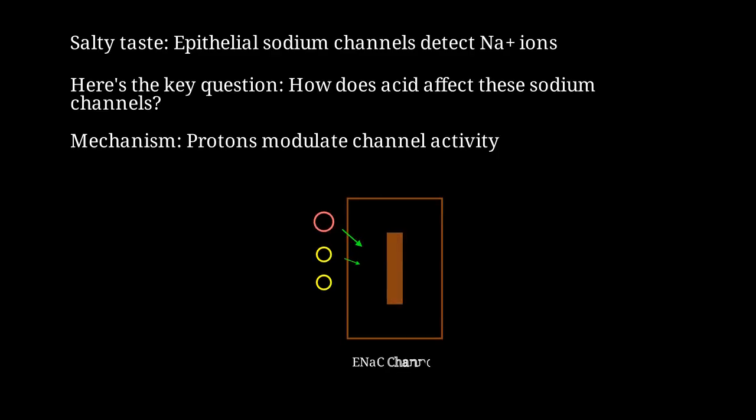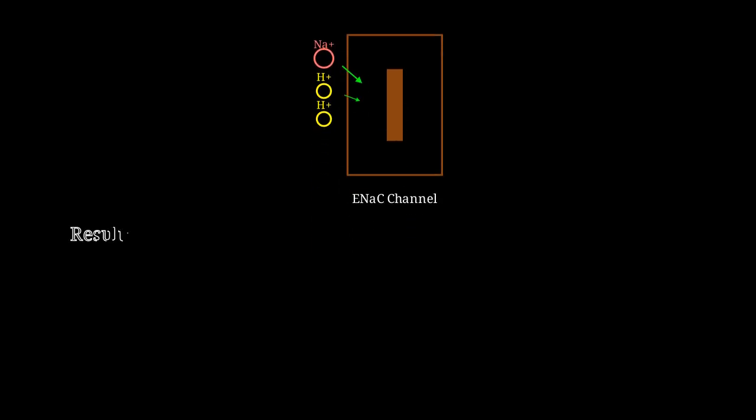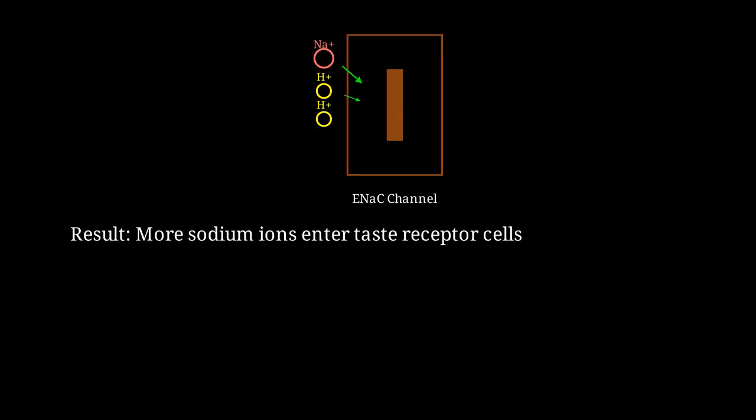The channel protein is shown here in brown. Sodium ions in red attempt to pass through. When hydrogen ions in yellow are present, they interact with the channel and increase its permeability to sodium. The result is that more sodium ions can enter the taste receptor cells, generating a stronger electrical signal that your brain interprets as saltier taste.